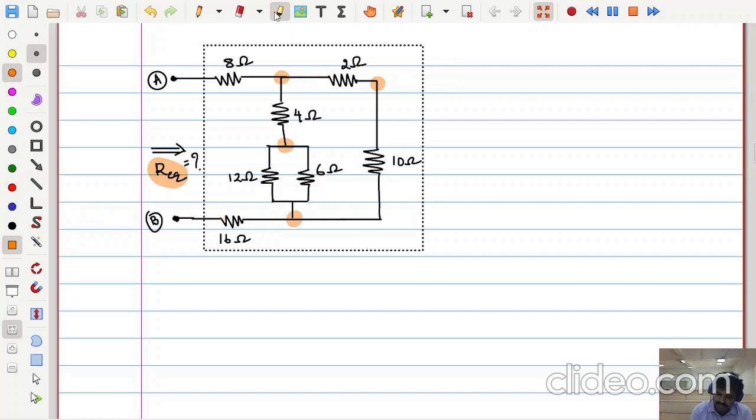For which, initially I will try to identify some nodes which are simple nodes. This is N1, this is N2, this is, let us say, N3, this is N4. Now see, out of these N1, N2, N3, N4, which is a simple node at which only two elements are connected? Can you observe the N4 node? How many elements are connected? 2, sir. 2 ohm and 10 ohm.